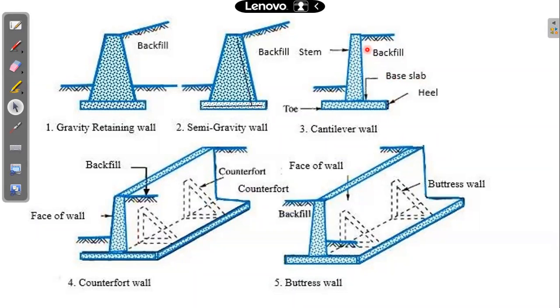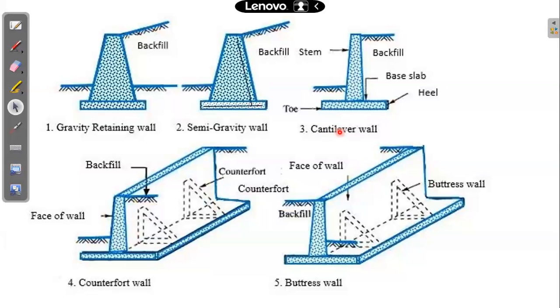This portion of the wall, the stem, will project out as a cantilever beam. So that's why the name cantilever retaining wall is given to it. This is another type of retaining wall. We will actually be designing this type of retaining wall, the cantilever type of retaining wall.